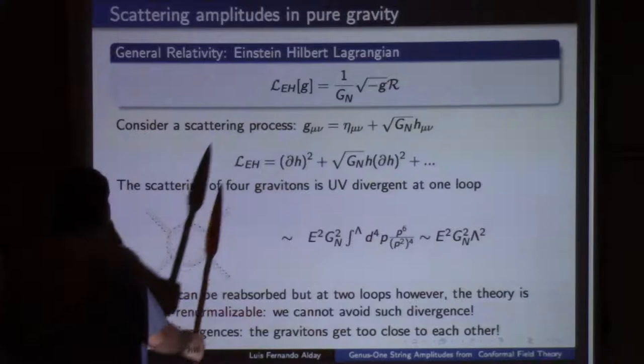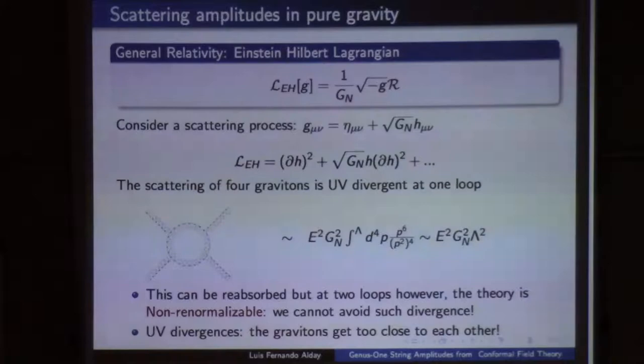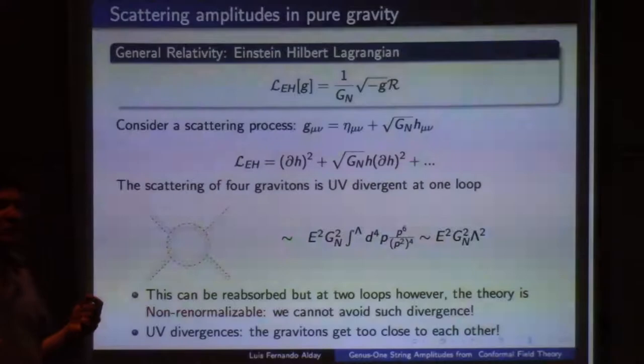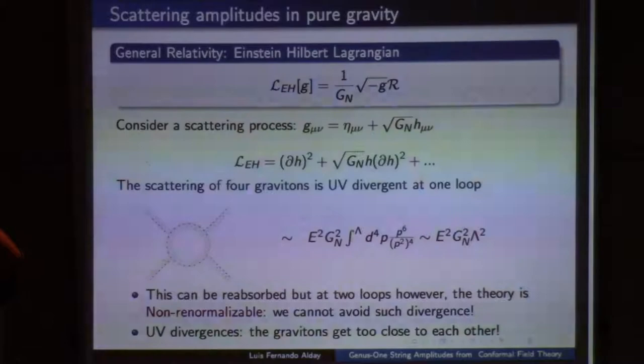So you are trying to do a quantum field theory of gravity. If you do that, it turns out, for instance, that the scattering of four gravitons is ultraviolet divergent at one loop, and that's not too bad, because you can reabsorb that divergence, but at two loops, you cannot do that. And the theory is non-renormalizable. Vaguely, what is happening is that this ultraviolet divergence comes when the two gravitons get really close to each other. It's a divergence that comes because the gravitons are pointlike, they come very close.